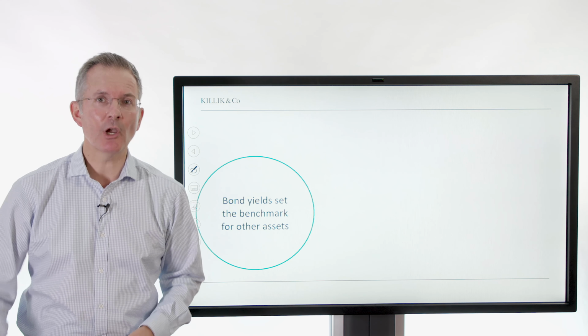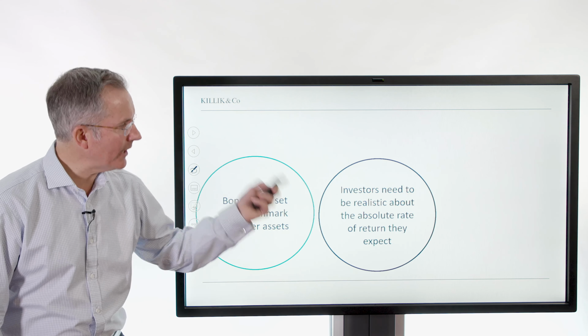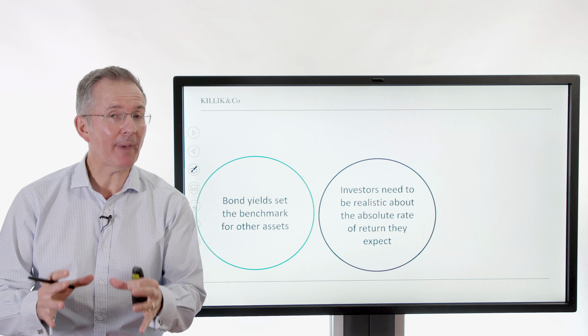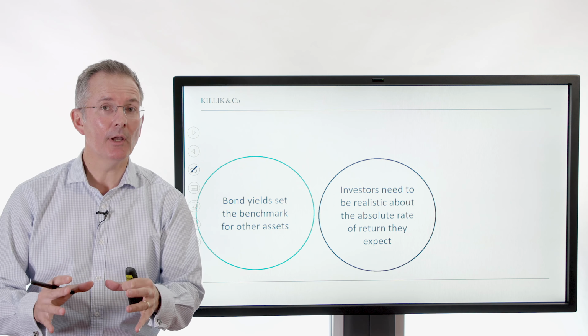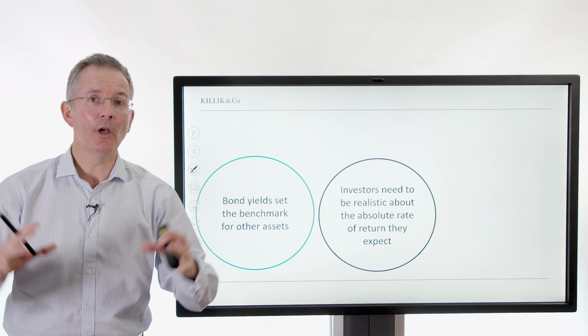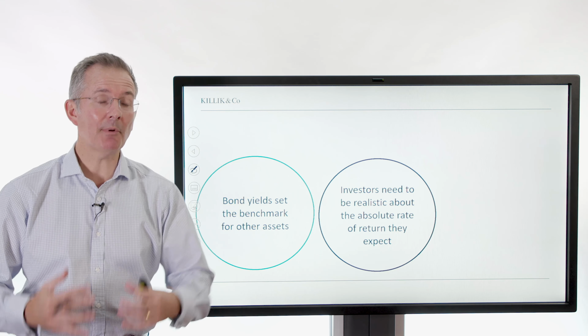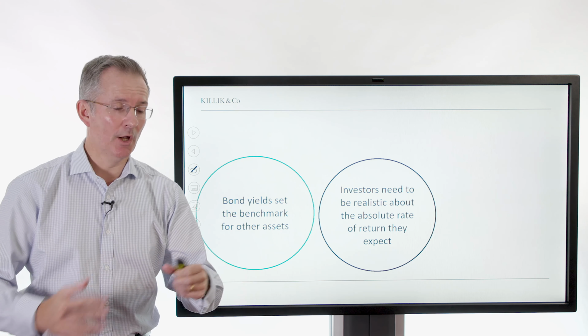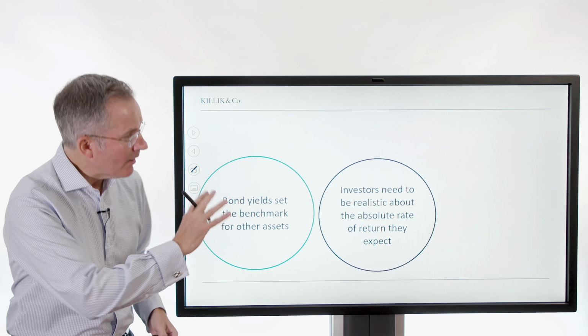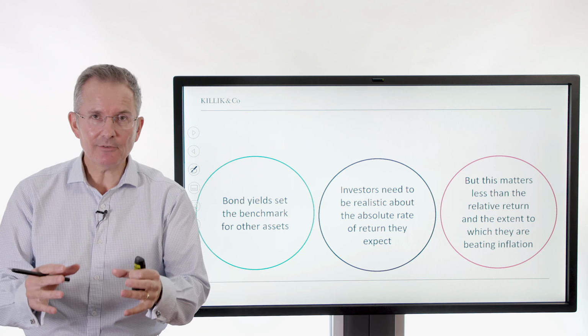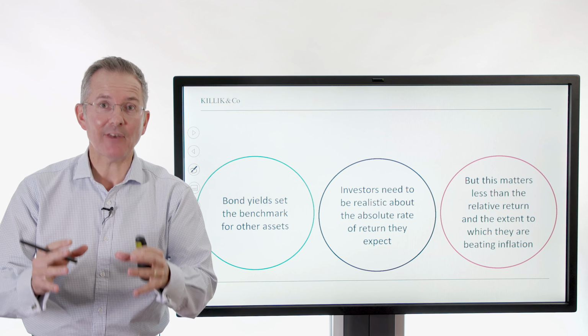Shall I run for cash? No, because the whole point is, as long as you're realistic about the absolute rate of return that you expect to make in this negative yield environment, if everything's been brought down, not a problem. It's a bit like people who are moving house. They say, well, my house has gone down in value. Yeah, but if the one you're buying has also gone down in value, not so much of a problem. So worry less about the absolute return and more about the relative return and whether you're beating inflation or not.